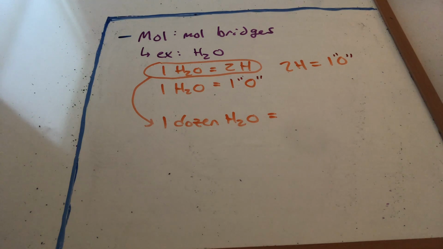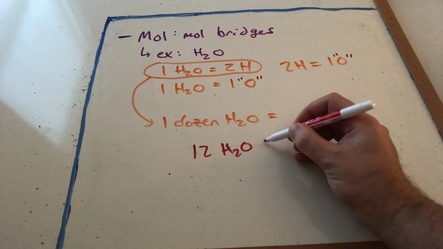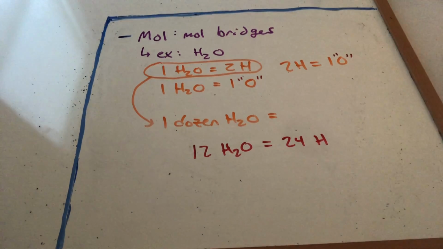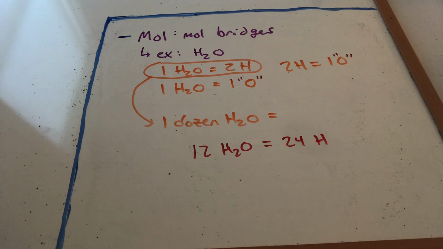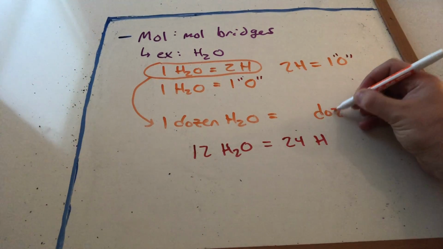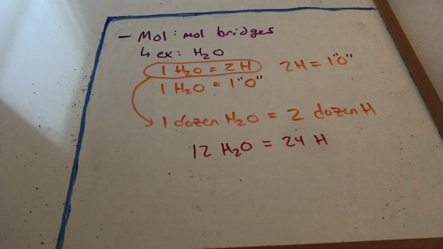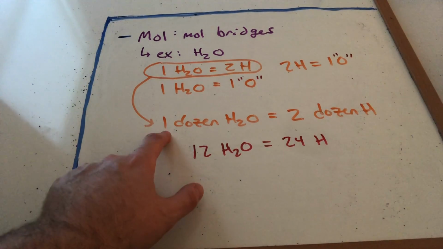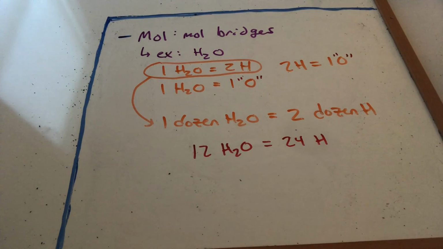Okay, well, what your mind wants to do is say, okay, I know a dozen is 12, and if I have 12 H2Os, then that means I must have 24 H's, okay? If I have 1 dozen H2Os, though, how many dozen H's do I have? And the answer is 2. For every one H2O, I get 2 H's. So for every grouping of H2Os, I get that same grouping of the part.